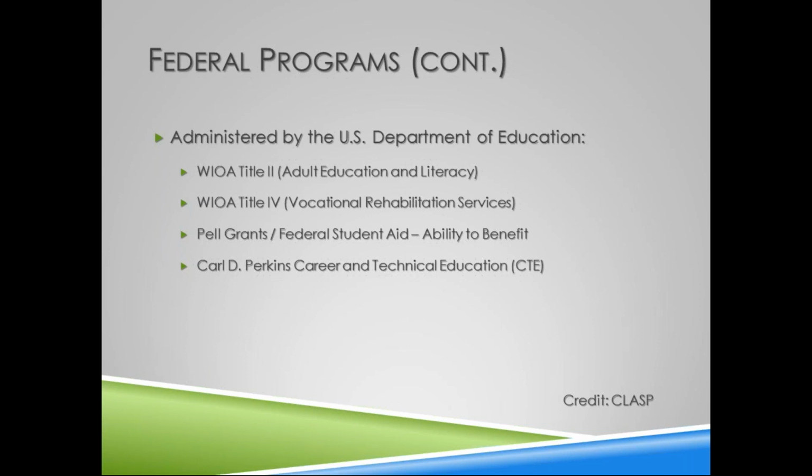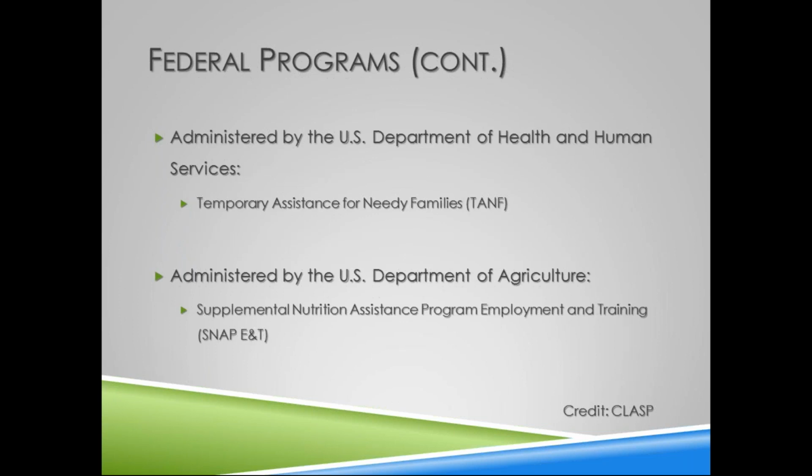And then the Carl D. Perkins Career and Technical Education funds, or CTE, also at our community colleges. And then administered by the U.S. Department of Health and Human Services, or DHHS, is Temporary Assistance for Needy Families, or TANF as we know it. And then from the U.S. Department of Agriculture, we have the Supplemental Nutrition Assistance Program Employment and Training funds, which is SNAP E&T.